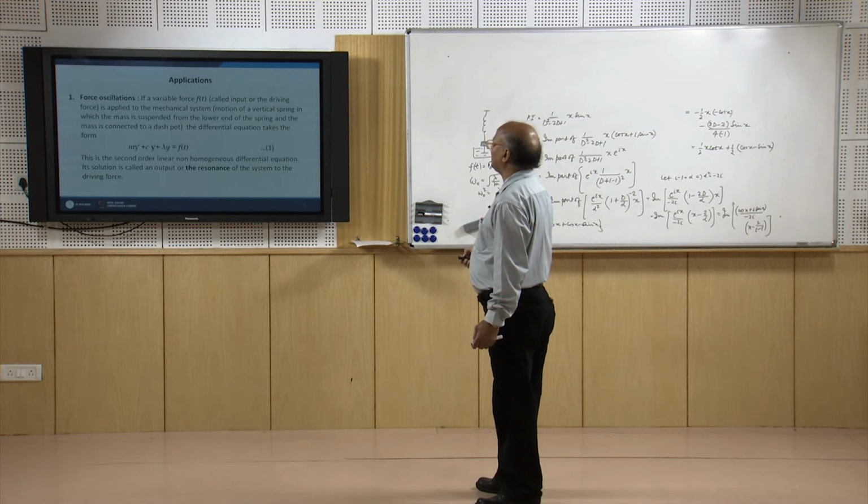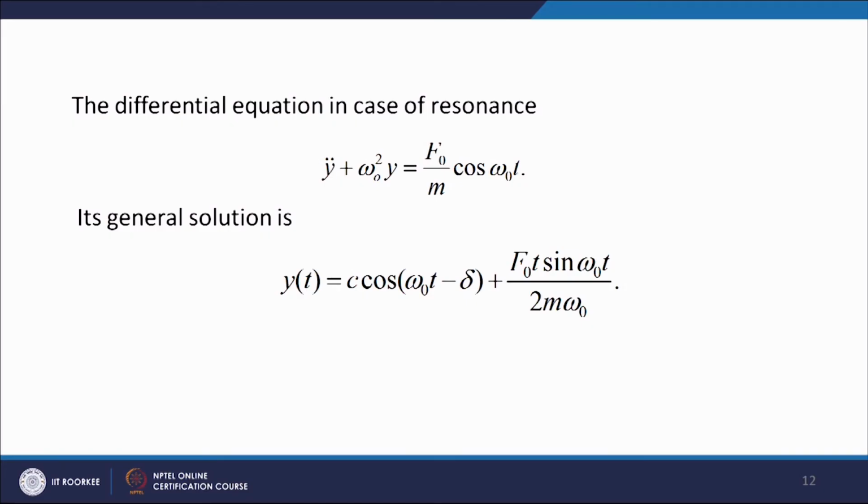So my'' + λy = F(t), this equation will then turn into this equation by using the relation ω₀² = λ/m. We can write it as y'' + ω₀²y = (F₀/m) cos ω₀t, and its general solution is then y(t) = c cos(ω₀t − δ) + F₀t sin ω₀t/(2mω₀).